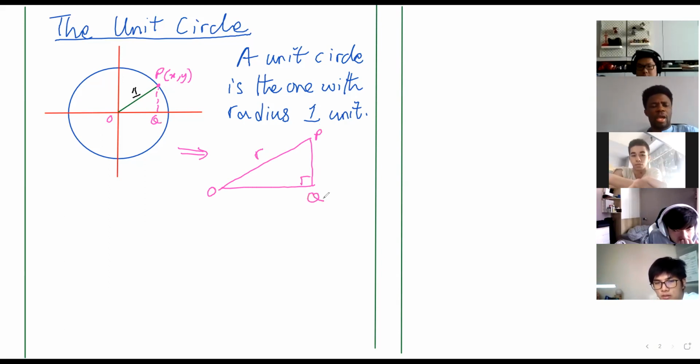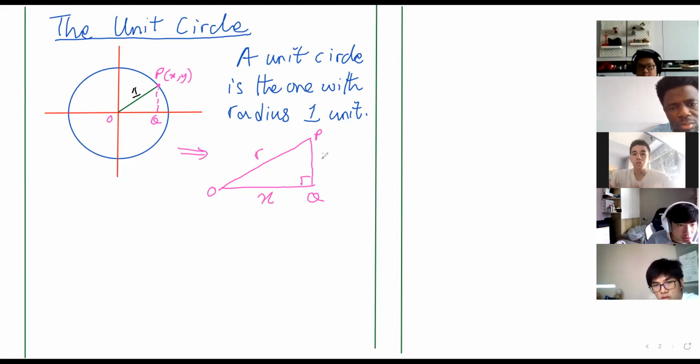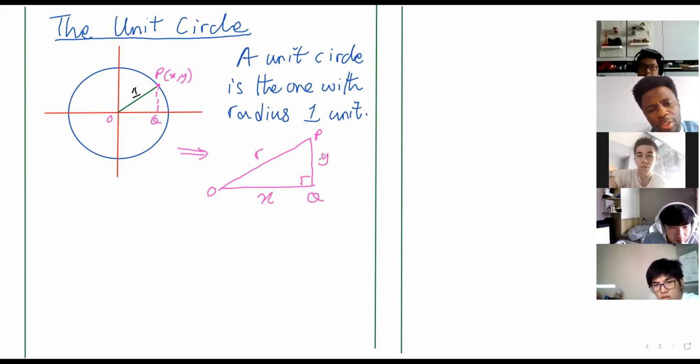Now, which is X and which is Y? X is the bottom. While saying I label it, so OQ. OQ is X, and PQ is Y. Oh, yeah, I understand. Okay, great.